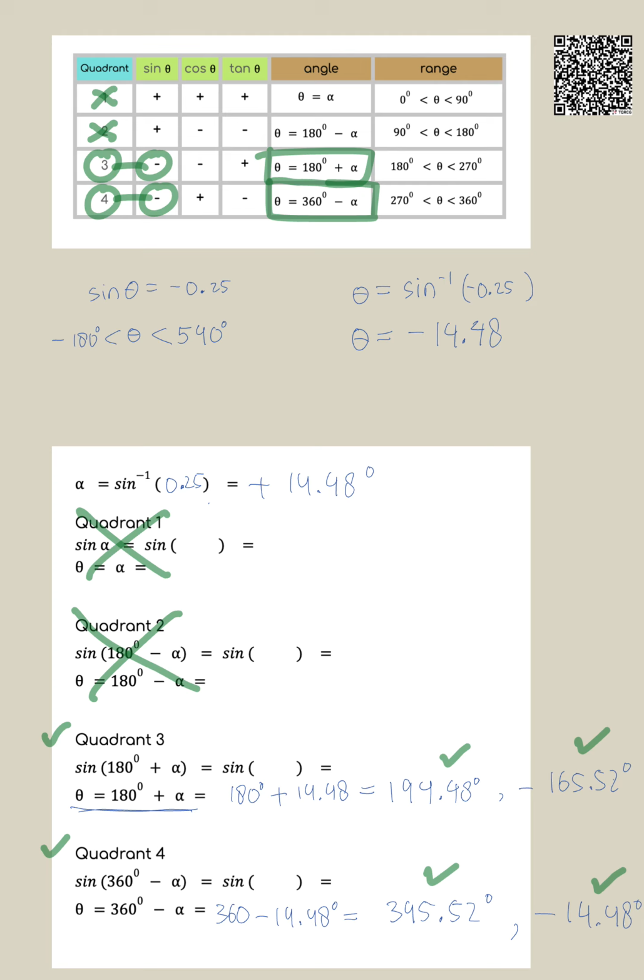Tomorrow, I'm going to make another video for you, a more complicated one where the value of the angle is not just theta, but some multiple of x, right?